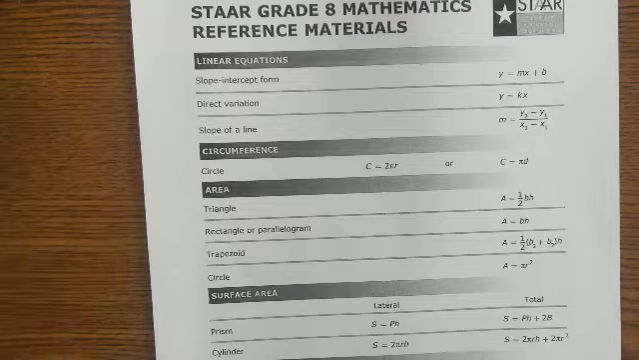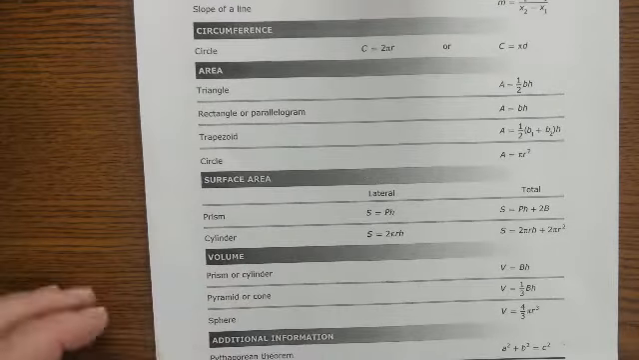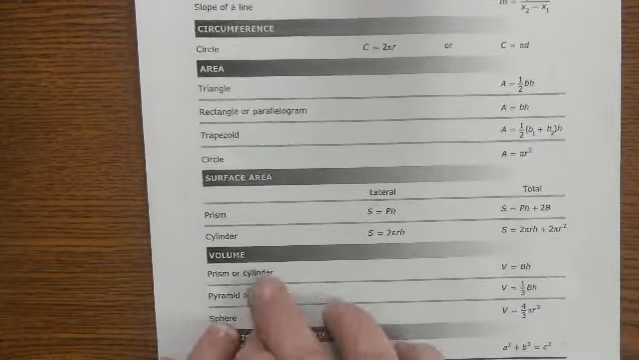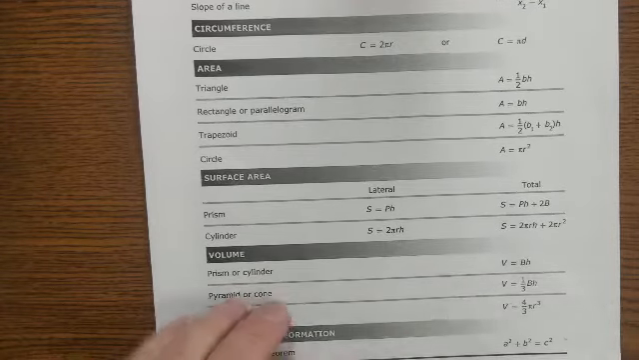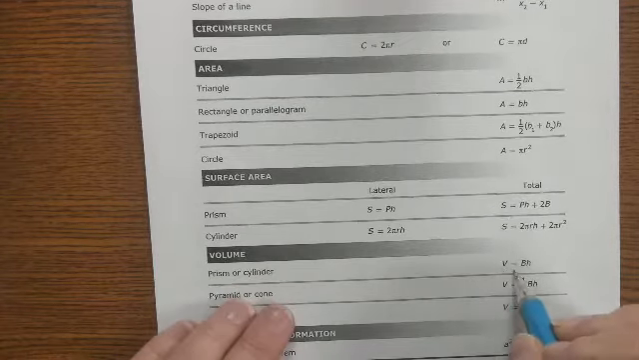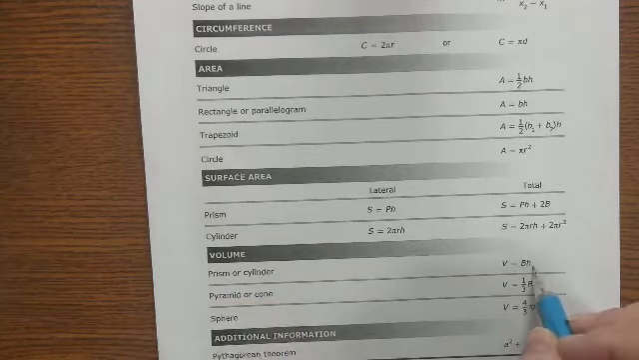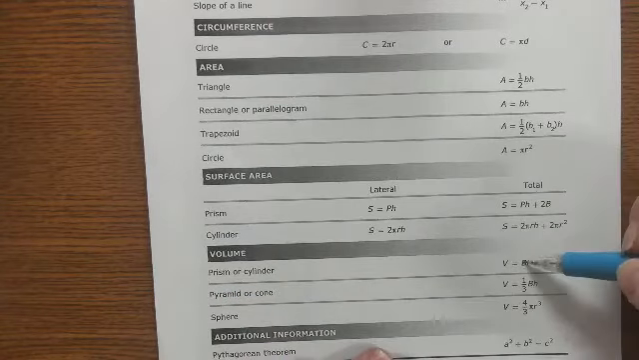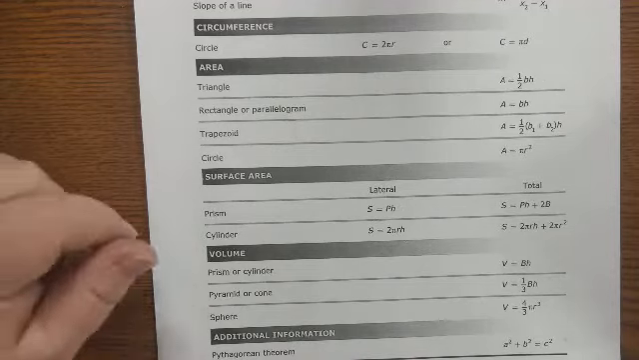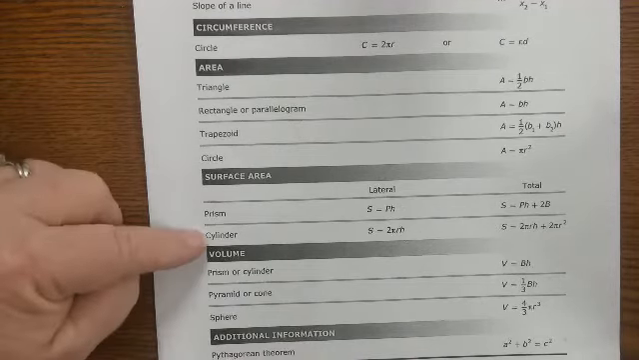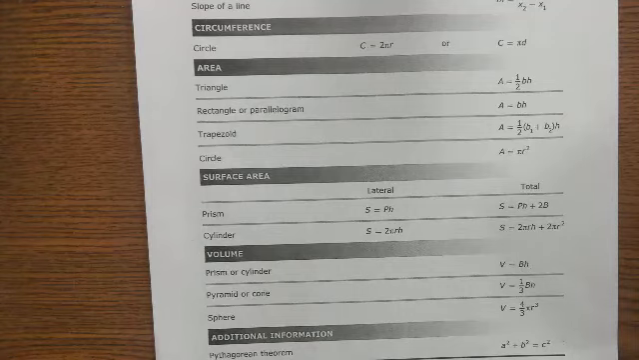Okay, so in 8th grade, we have our volume of a prism or a cylinder, and our formula is V equals big BH. Now you need to understand, big B is not the same as little b, all right? And if you notice, you have a cylinder, and we need to understand what big B is.